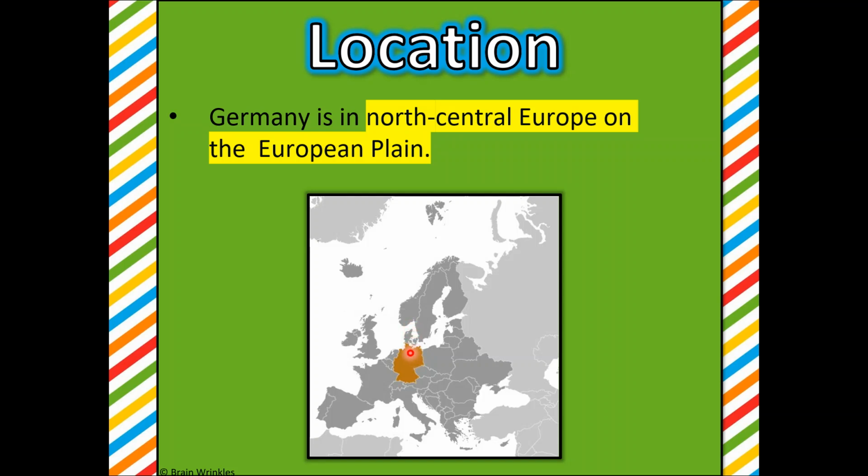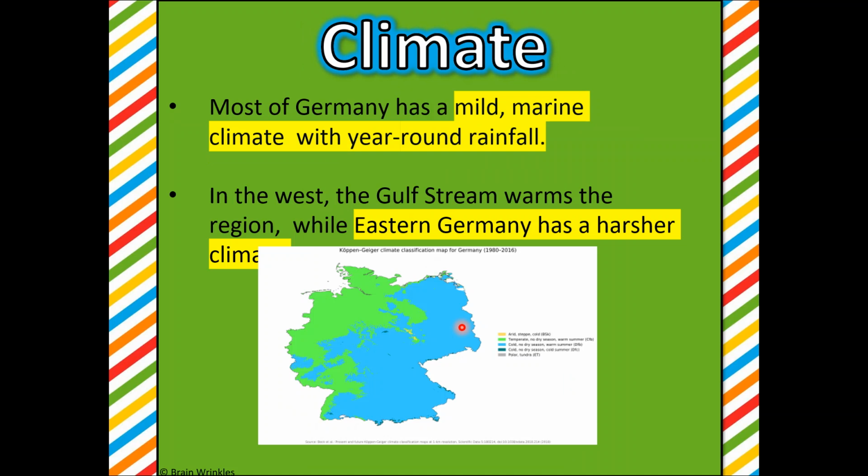I mean, let's be honest, if they don't want to go by water, that's nine, 10. It's so many. That makes Germany the powerhouse of Europe when it comes to trading. When it comes to climate, Germany has a mild marine climate with year-round rainfall. It rains all the time. And eastern Germany has a harsher climate than the western side of Germany.